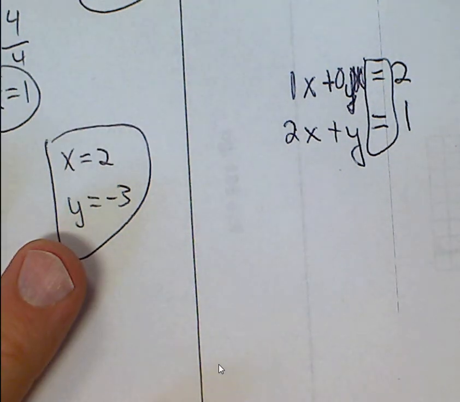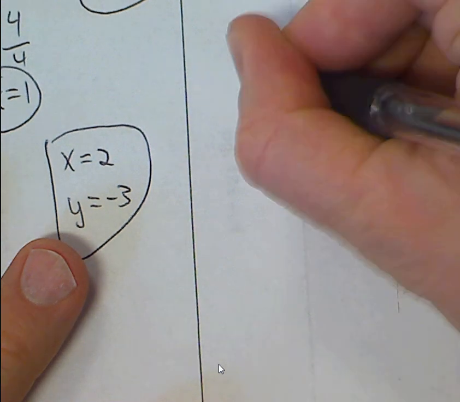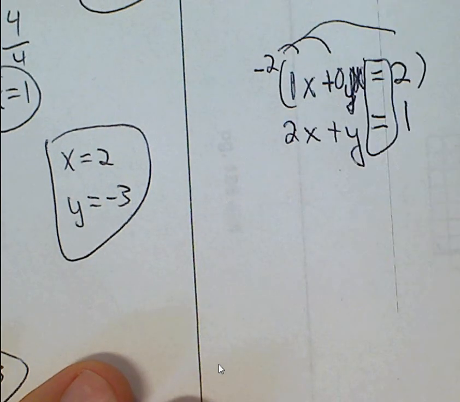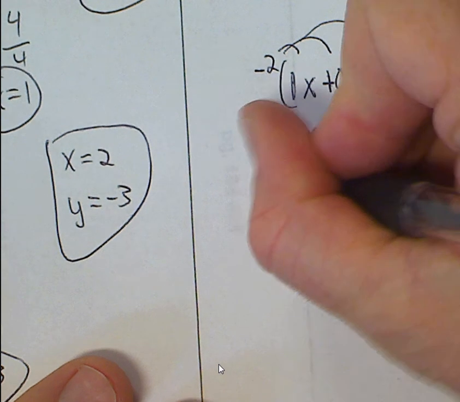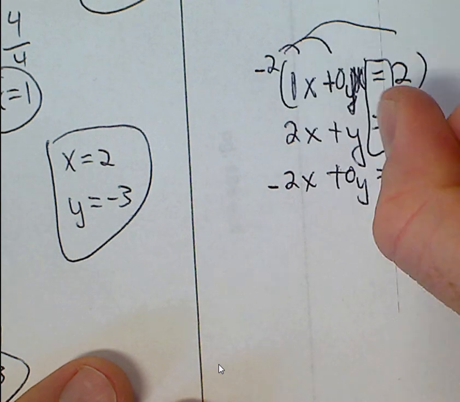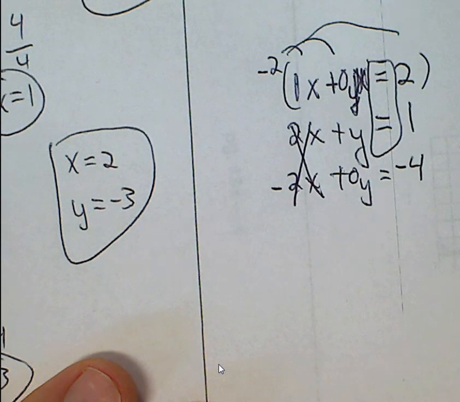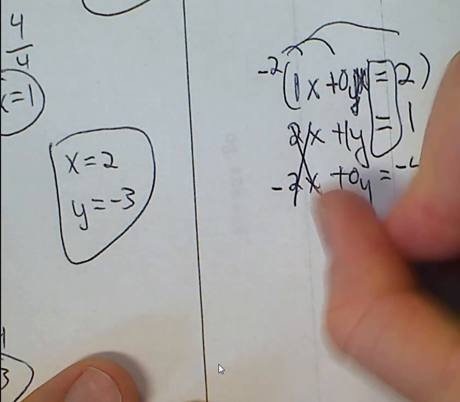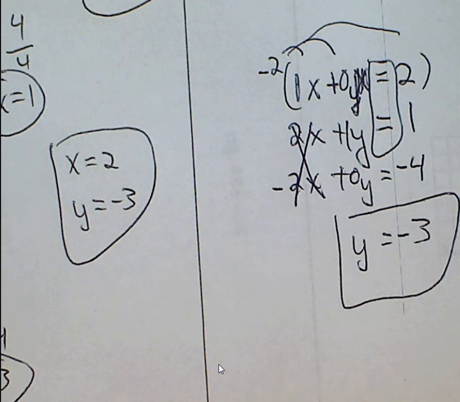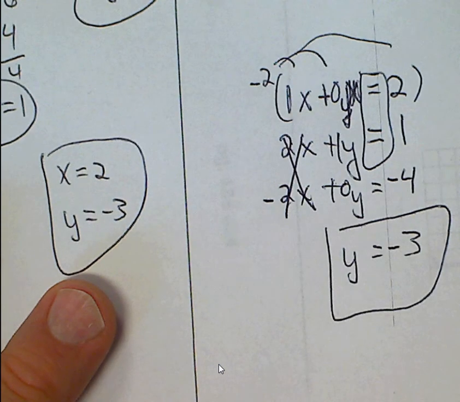Okay, here we go. If this is 1 and this is positive 2, I need to turn this into negative 2. So I'm going to multiply everything by negative 2. Negative 2x. Negative 2 times 0 is still 0y. Negative 2 times 2 is negative 4. By elimination, those eliminate. 1y plus 0 is still 1y. 1 minus 4 is negative 3. So my y equals negative 3.